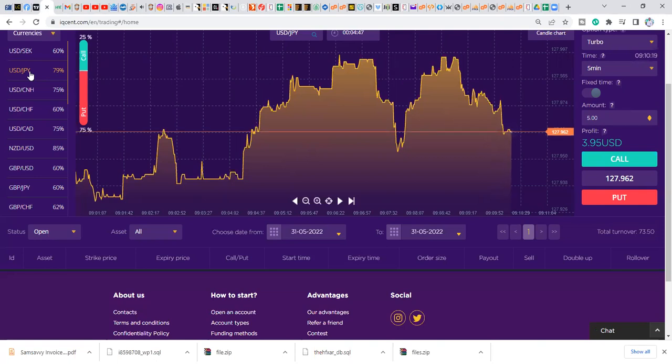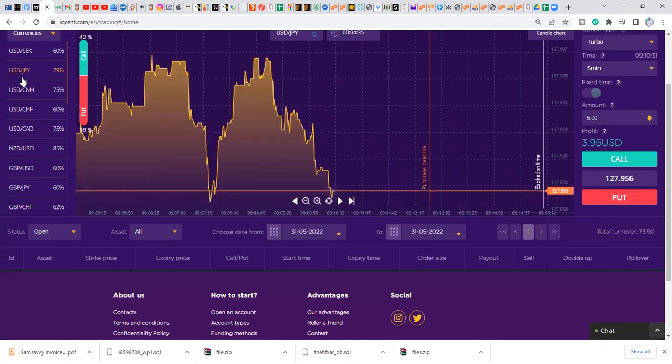Is that clear? Does that make sense? If that makes sense, please put sense in the chat. Every currency pair, the first one that is written, which is the base currency, is moving upward. The second currency is moving downward.